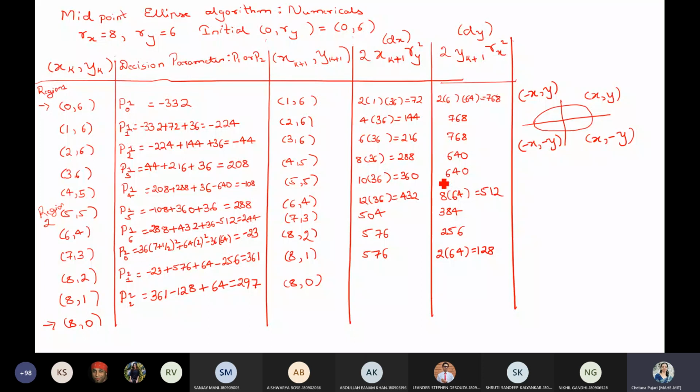Okay, so you can just check the condition. Every iteration, make sure you check the value of dx and dy. In this case, your dx was less than dy, dx less than dy, dx less than dy, here also dx less than dy. And in this case it is still dx less than dy. But when you reach here, that is 504 and 384, your dx is greater than dy. So at this point your region 2 starts, because the condition is satisfied. Now your dx is greater than dy, which means you have entered region 2.